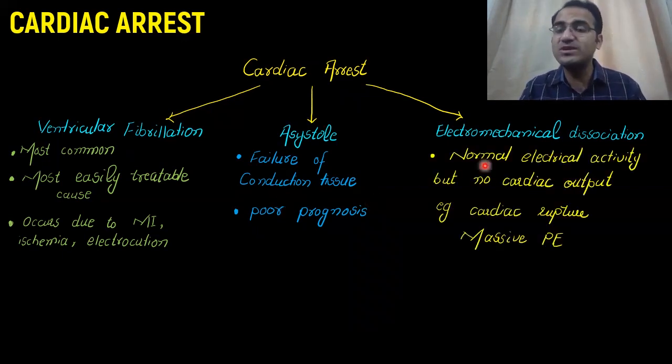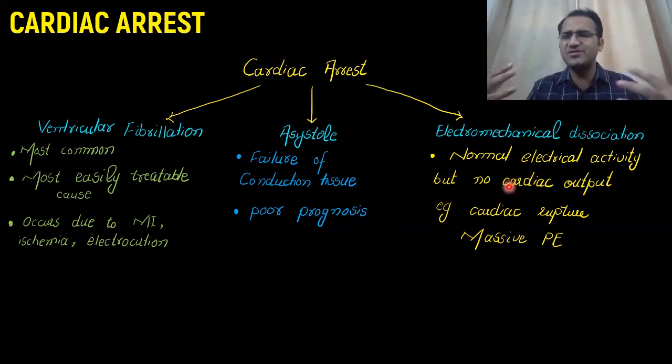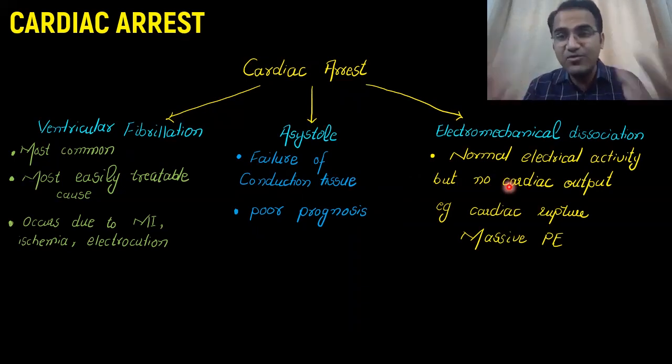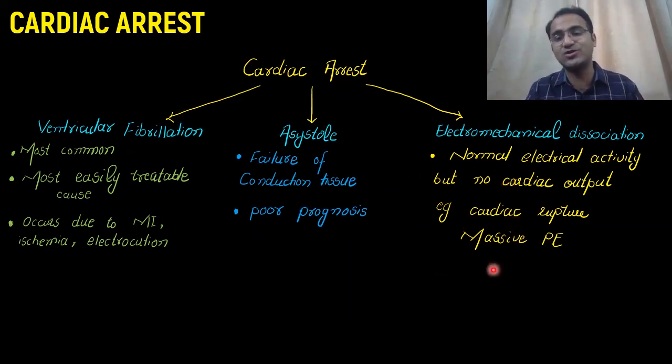What happens in electromechanical dissociation is that when you do an ECG of the person, either you see normal electrical activity but the pulses are absent, or you see abnormal activity and pulses are absent. A pulseless electrical activity is recorded. On ECG, you will see electrical activity, but the pulses will be absent. So that is called electromechanical dissociation. It can occur in cardiac rupture. It can also occur in massive pulmonary embolism.